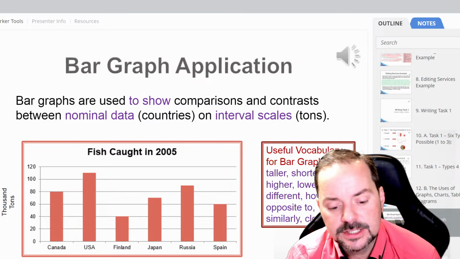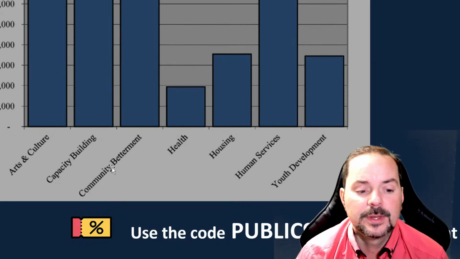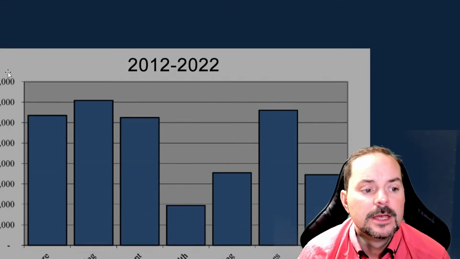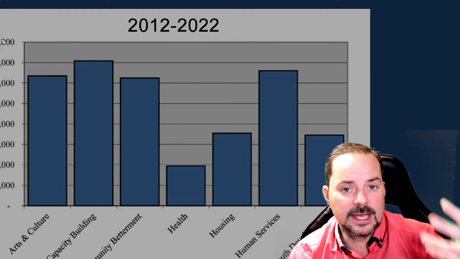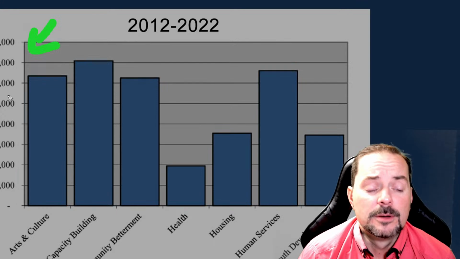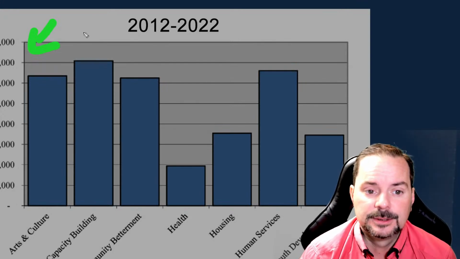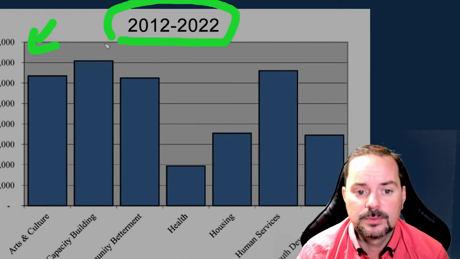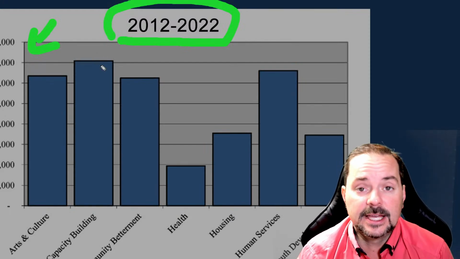So use those. Yes, and you're right, everybody that said it's the x-axis. Okay, so that's your nominal data. And we have 7 points: 1, 2, 3, 4, 5, 6, 7. And then here we have interval data. So before you begin to write task 1, you want to make these observations. This is your interval data from 0 to 800,000 with intervals of 100,000. And then we have our time period here, which is 2012 to 2020. It's 10 years, or put it another way, it's a decade.